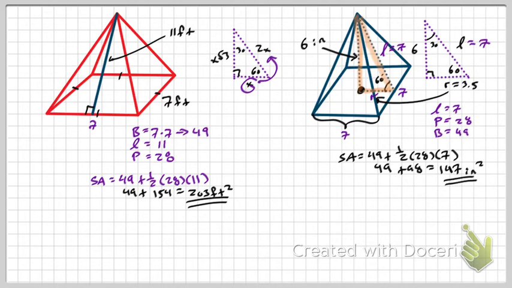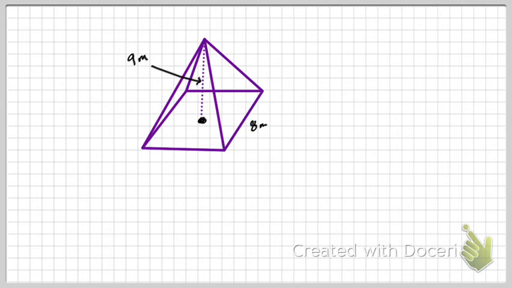All right, let's do one more, then this video will be done. For this one, I gave you the height again, and now I'm giving you the side length of the base. Remember, these are all the same length. First, our perimeter is going to be 8 times 4, so 32. The area of our base is 8 times 8, which is 64. Now we need to find our slant height.